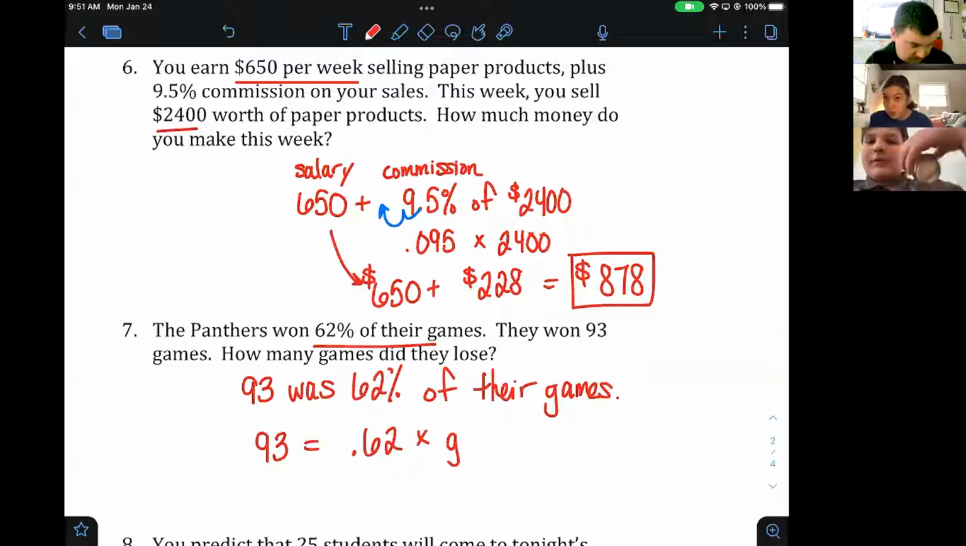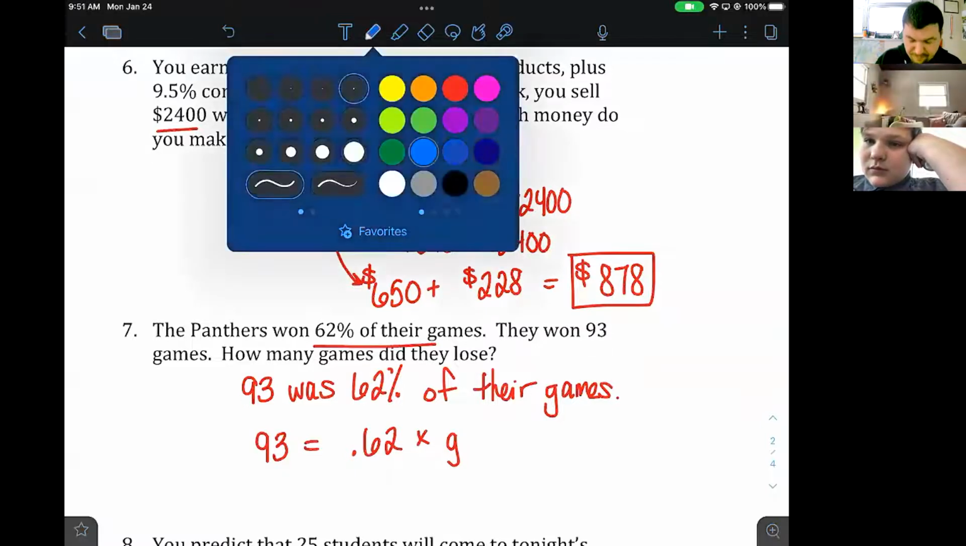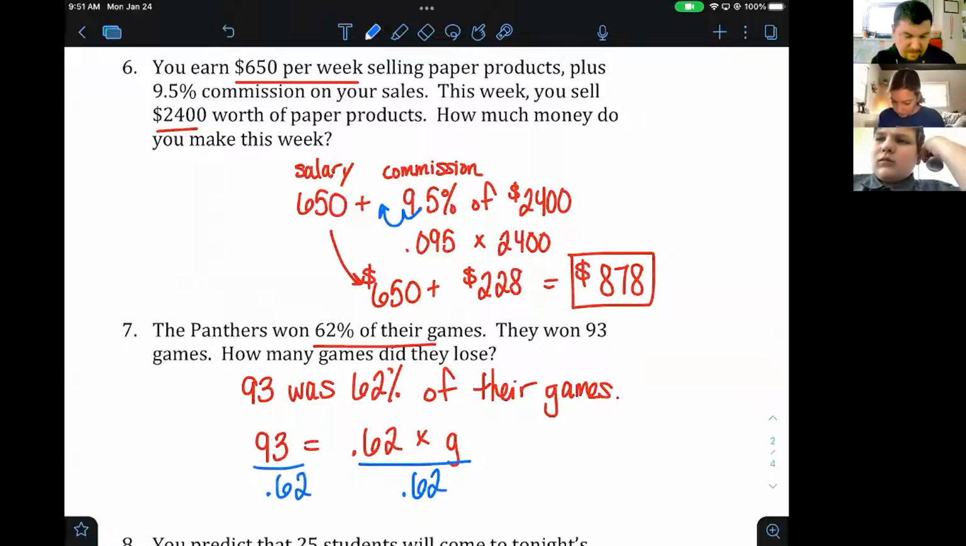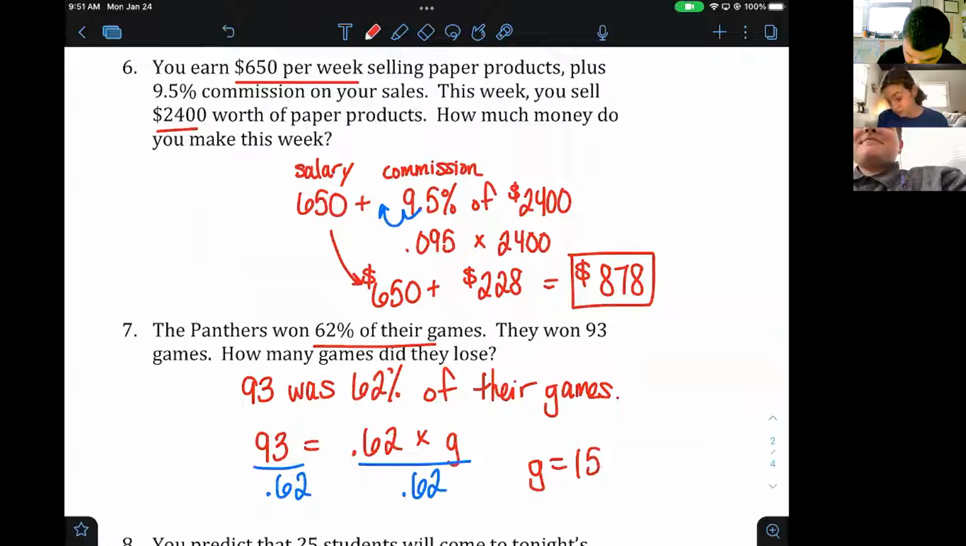And so now we can just take 0.62 and divide it from both sides, just like we did on our per sentences worksheet. Because G is not by itself, we want to divide that. And so 93 divided by 0.62 is going to give us 150. So G is equal to 150 games.